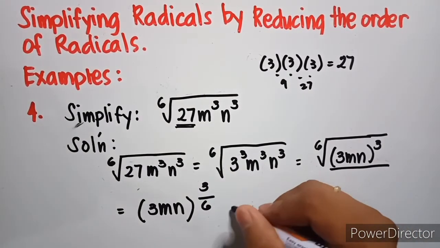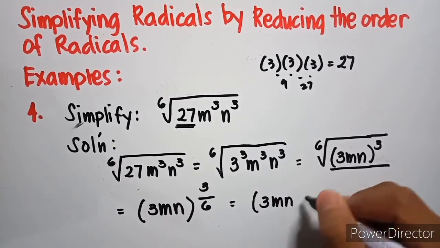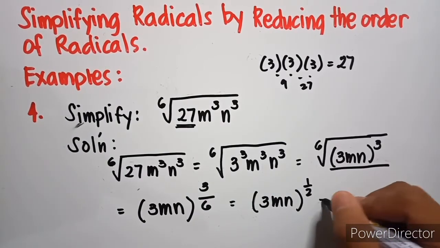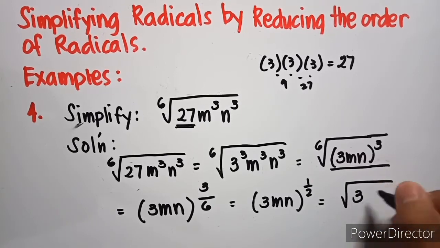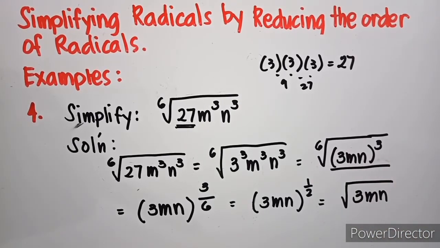Then, simplifying 3 over 6, that is equal to 3mn raised to 1 half. At pagka siya raised to 1 half, magiging siyang square root of 3mn. So, square root of 3mn is our answer.